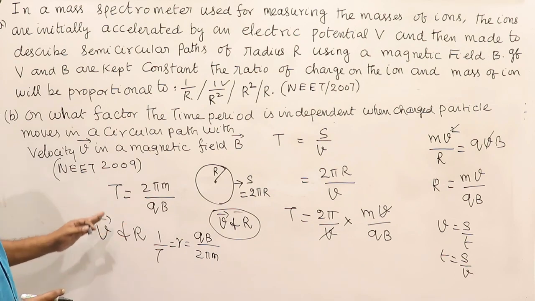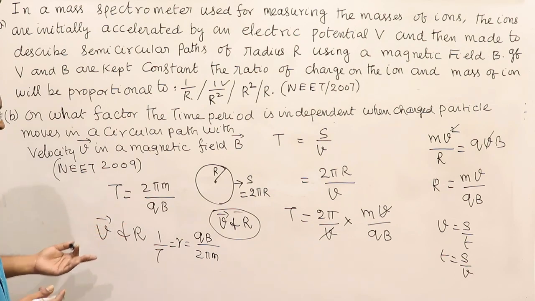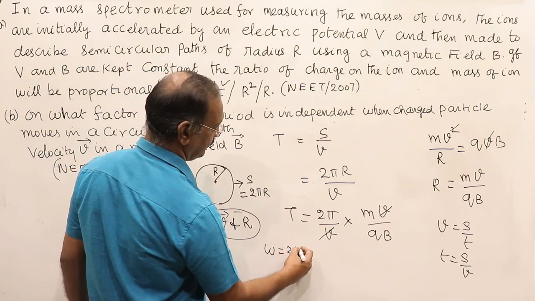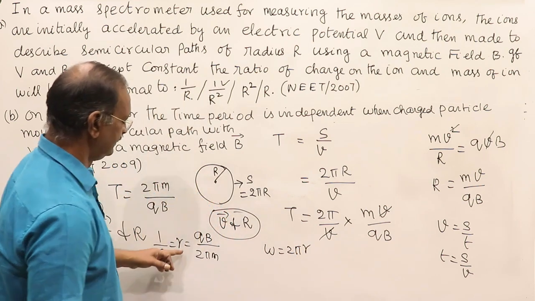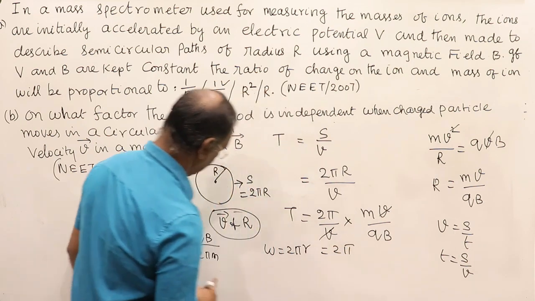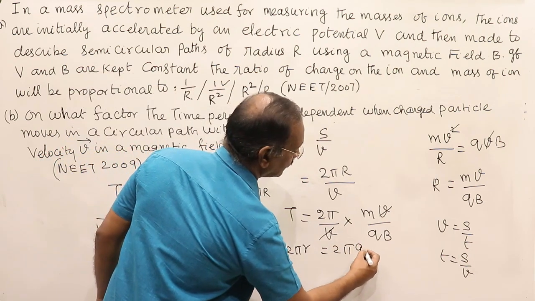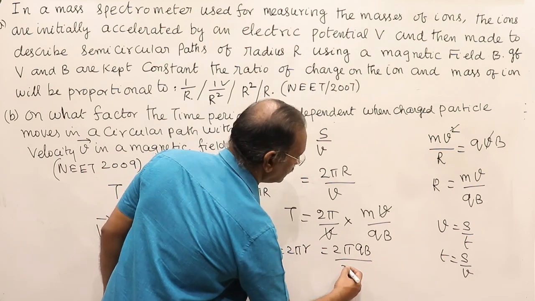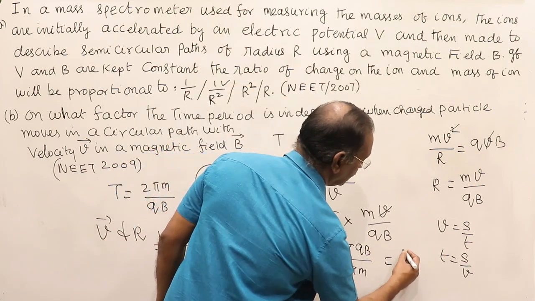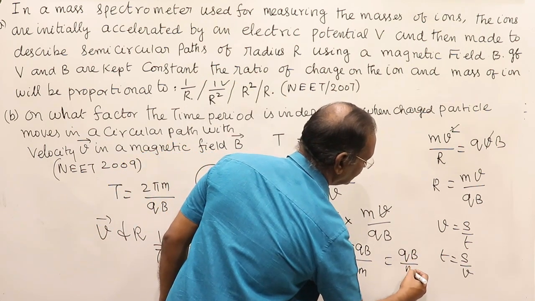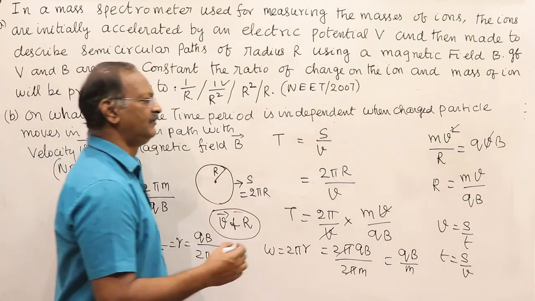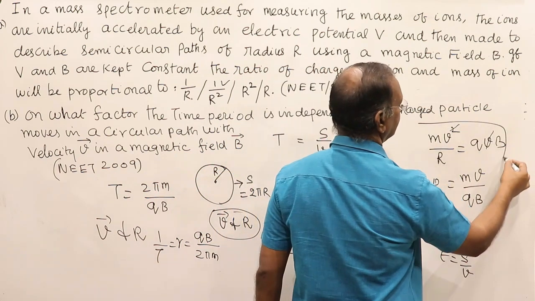Time period we can find out, and angular frequency also we can find out. Angular frequency is equal to 2 pi into linear frequency, which is 2 pi into qb by 2 pi m. So 2 pi cancels, and it is equal to qb by m. This is the angular frequency. We can find it with just this equation. We can get everything. This is very important.